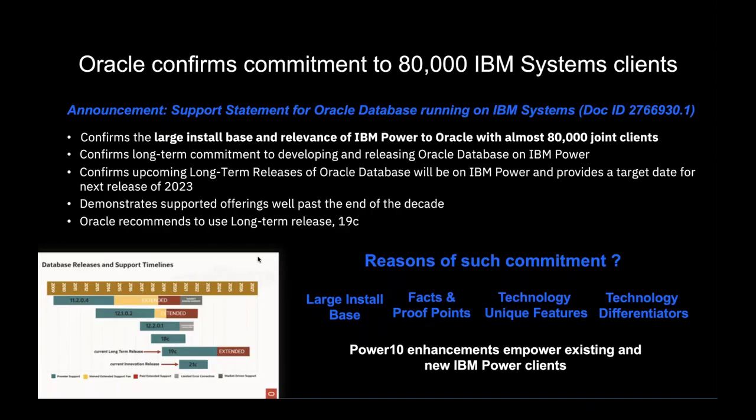As I said, we have 80,000 clients. This is not just systems. This is 80,000 clients, many with multiple environments. This is a long-term commitment, and Oracle has made their statement that I referenced above, this document ID, which you can view online. There's no restricted access to it. You can see Oracle's commitment to deliver upcoming versions of the Oracle database. For now, Oracle and IBM both recommend the use of their long-term release, 19C. And the Power 10 makes very good use of 19C.